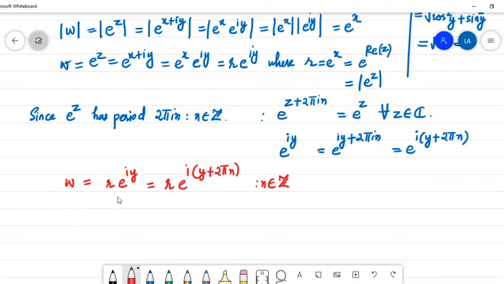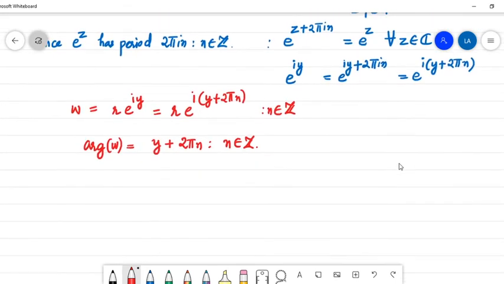So from this, we are getting something. We are getting that the argument of w, the one sitting here, the theta, is equal to y plus 2 pi n, where n belongs to the integers.